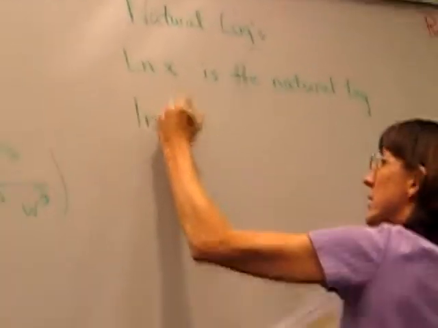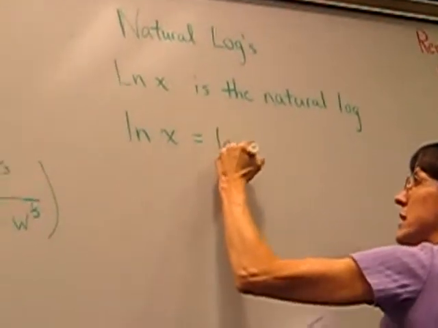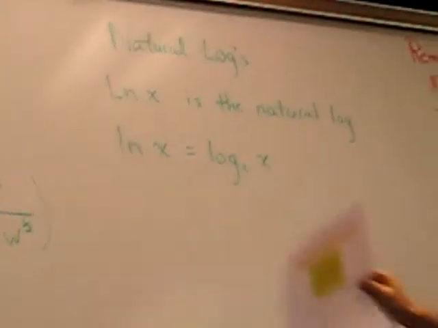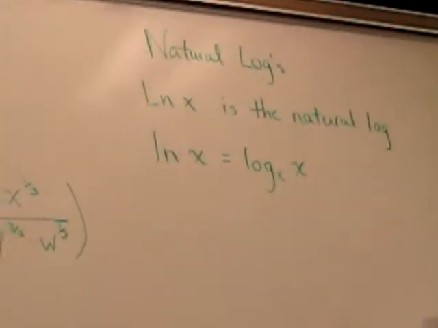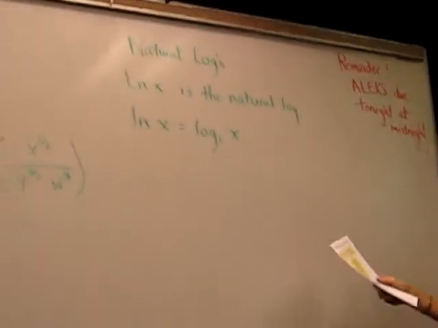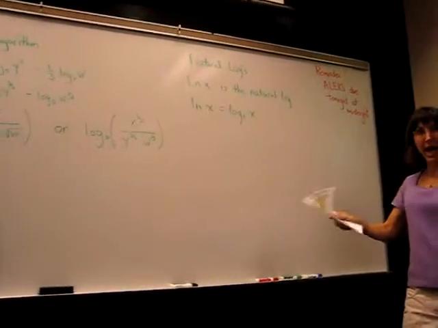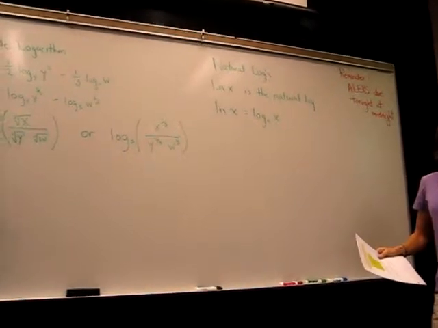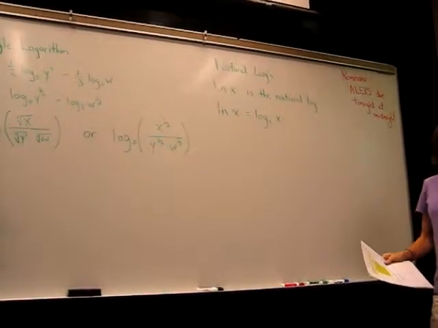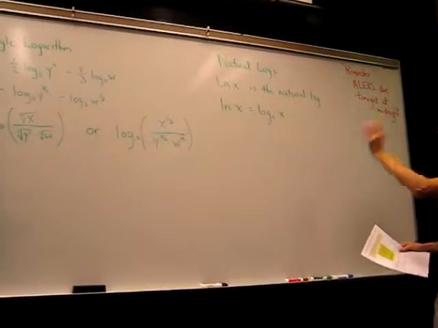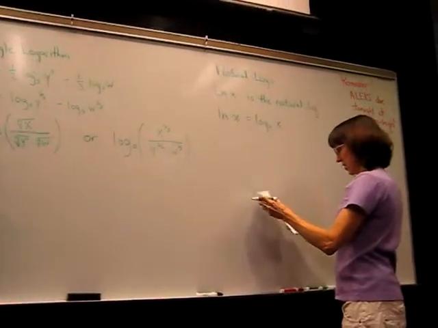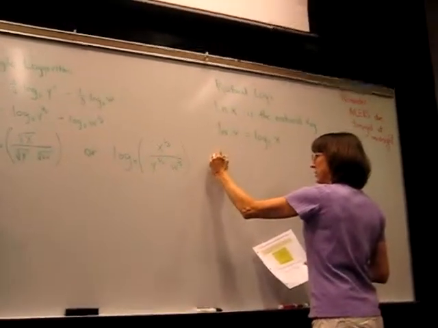Ln of x is equal to log base e of x. And all of the log rules hold for ln. It's just, instead of writing log, you write ln, and everything else remains the same, except the base is different. The base was some other number, now the base is e. These are the same. Okay, so key facts remain the same.